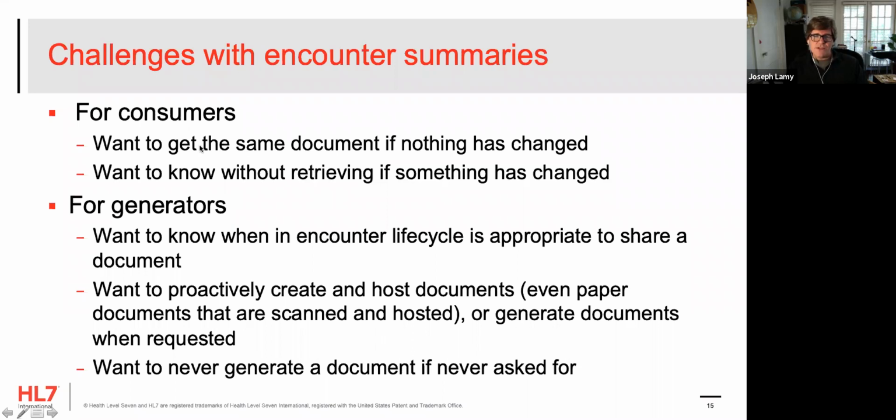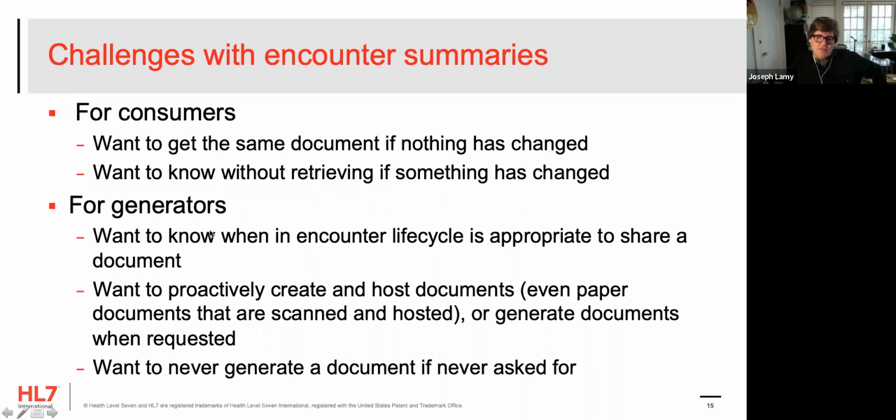One thing is that consumers want to get the same document if nothing has changed. They were finding that when systems were generating documents dynamically, they were sometimes generating a new document every time somebody asked, even if all the same data was in it. And this next bullet looks simple, but it is a very difficult one. We won't get into it too much, but they wanted to know without retrieving if something has changed. That's kind of outside of the CDA itself. It's more to do with the metadata, so we won't talk about that today.